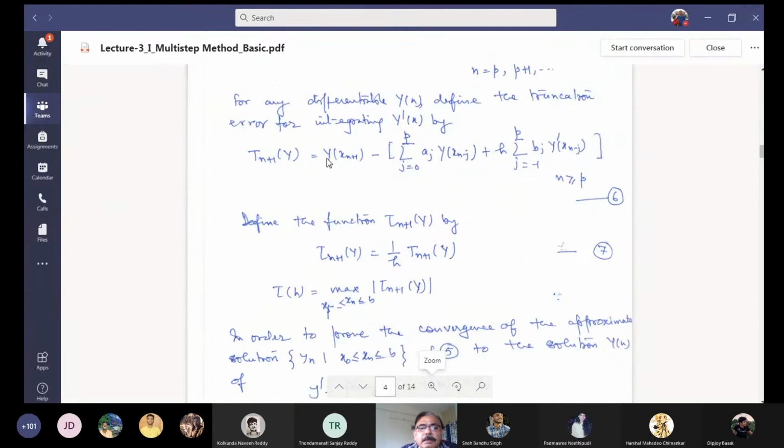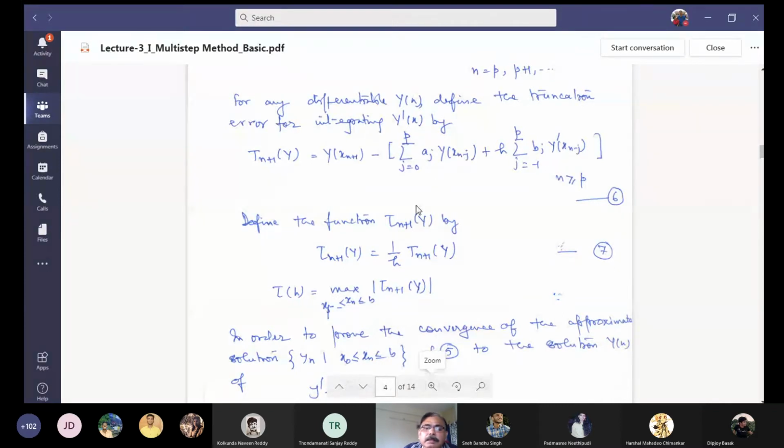T_{n+1} is y(x_{n+1}) minus the sum over j running from 0 to p of a_j y(x_{n-j}), and minus h times the sum over j from minus 1 to p of b_j y prime(x_{n-j}). Either we write f or we write y prime. And this is for n greater than or equal to p, otherwise this method will not work. Right? Because up to n minus p, these are the initial values. Is that clear?